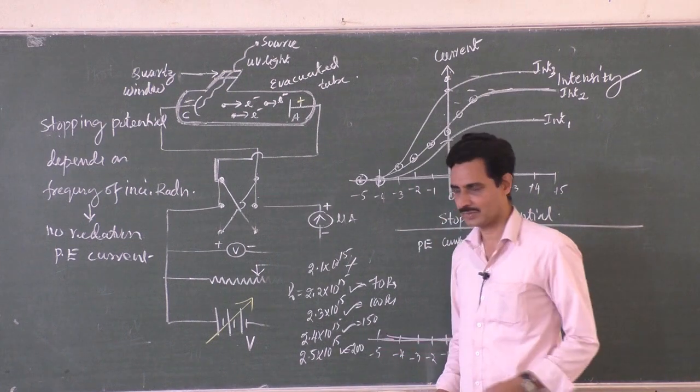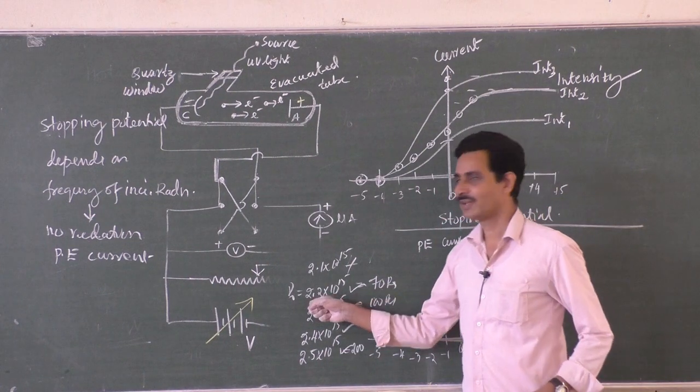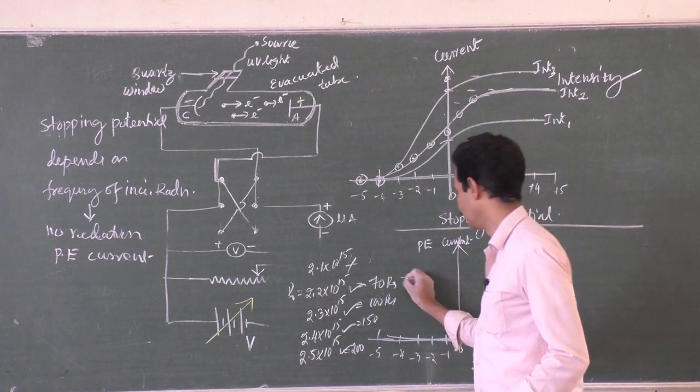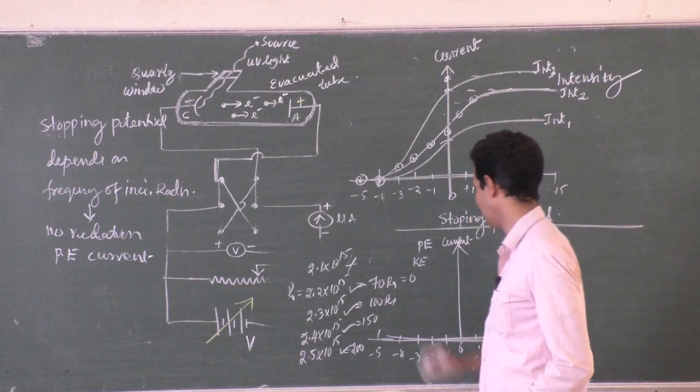Say, simply comparing it. When your father gives just enough money, you are left with only 0 rupees. So this is kinetic energy of photoelectrons.